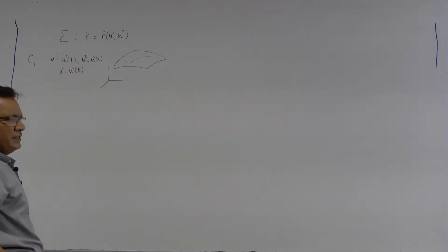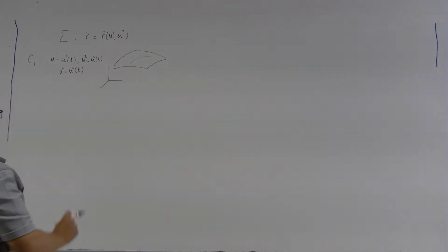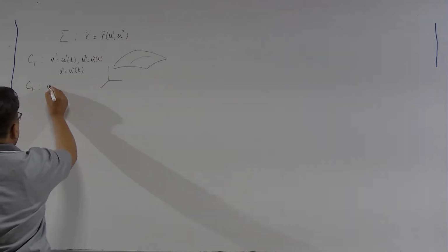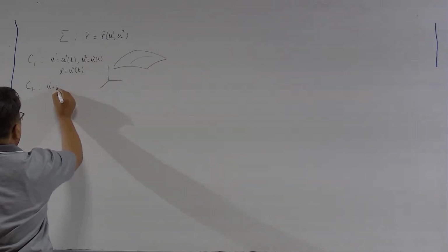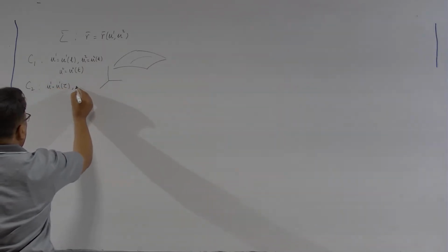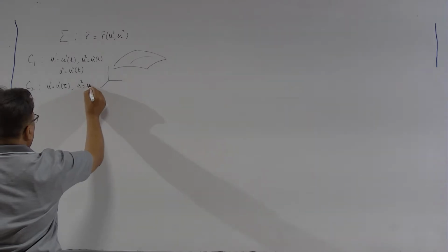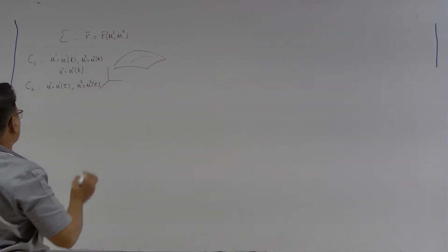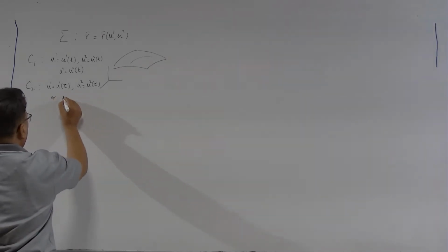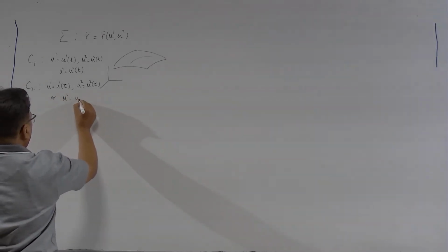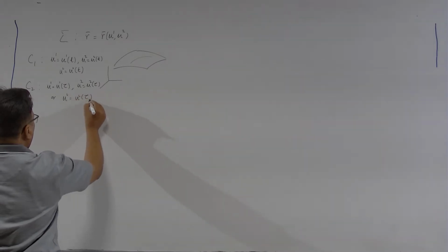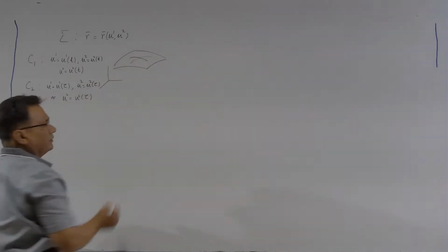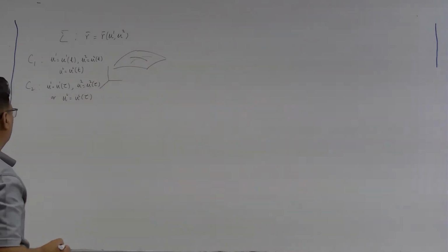So suppose this is a curve on the surface sigma, and suppose there is another curve C2, which you can say u1 equal to u1(tau), u2 equal to u2(tau), tau is some other parameter, or in short you can also write ui equal to ui(tau). So this is another curve, and suppose they intersect each other at a certain point on the surface.